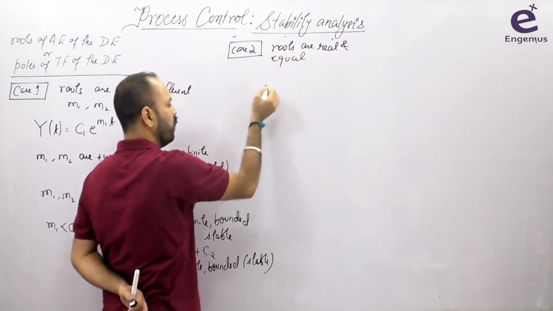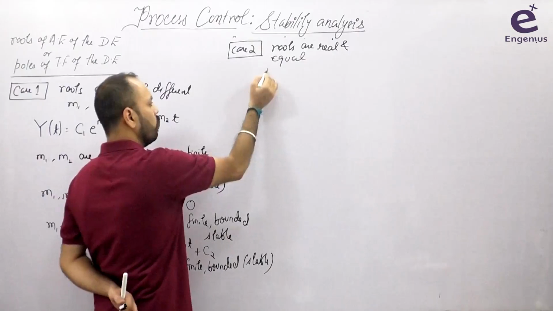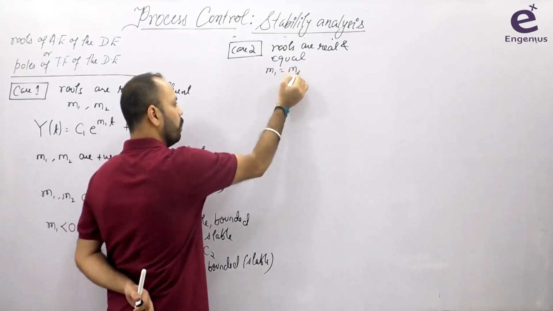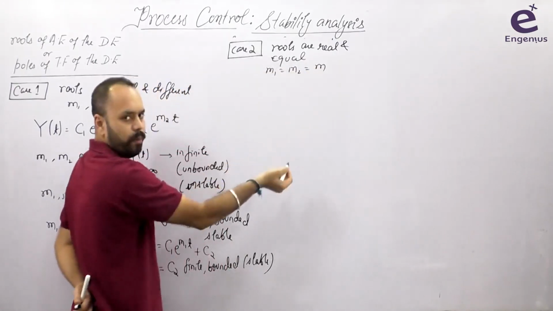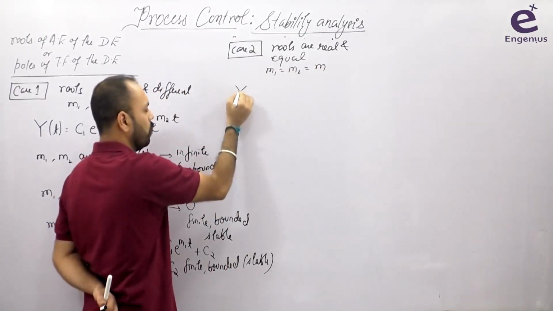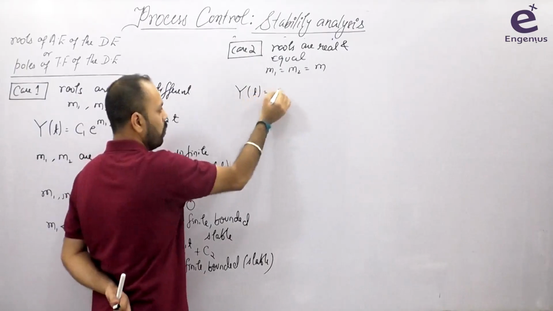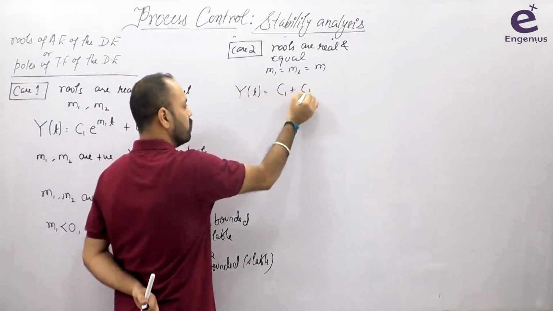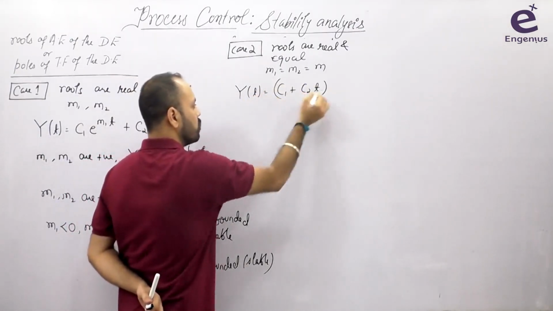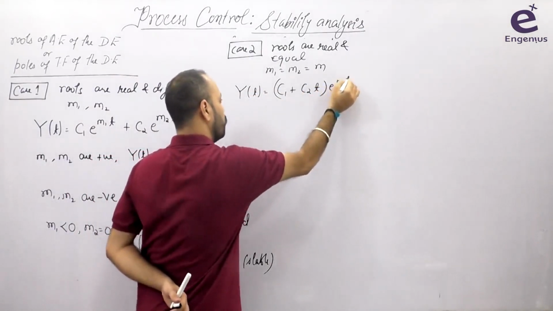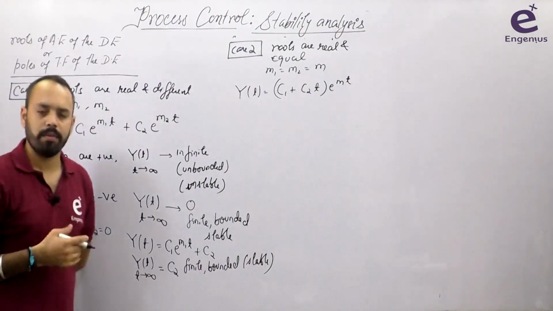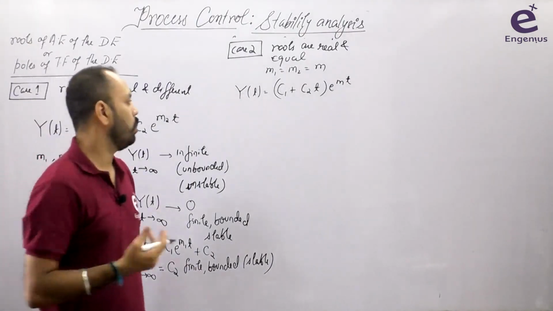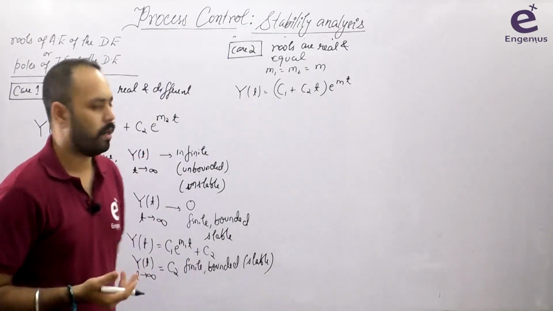Fine. So in this case, you know that the roots are m1 equal to m2 equal to m. Do you remember what is the solution for this case? I think it was (c1 plus c2t) into e raised to the power mt. This used to be the solution when we have repeated roots. Suppose there were 3 roots, then (c1 plus c2t plus c3t square) into e raised to the power mt, if all of them are identical.